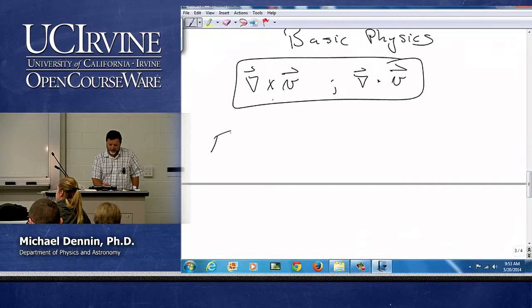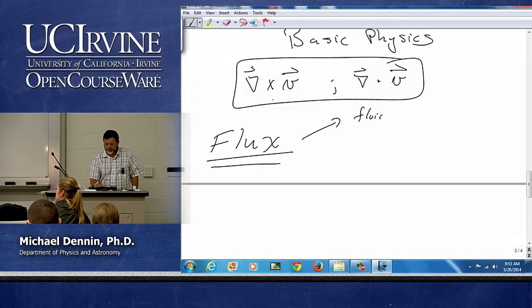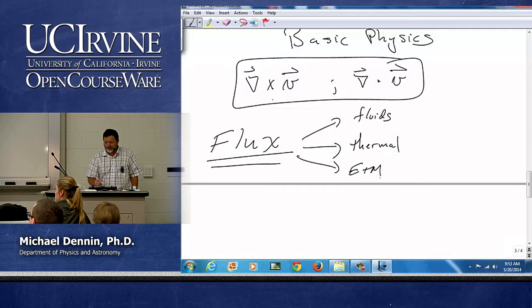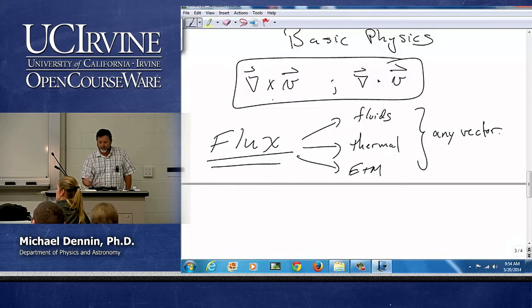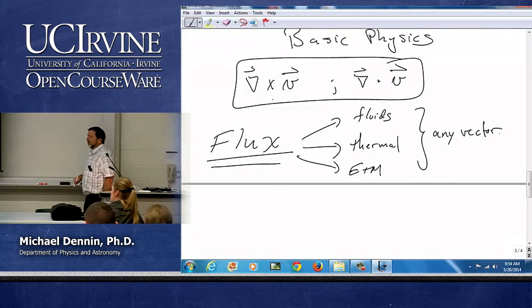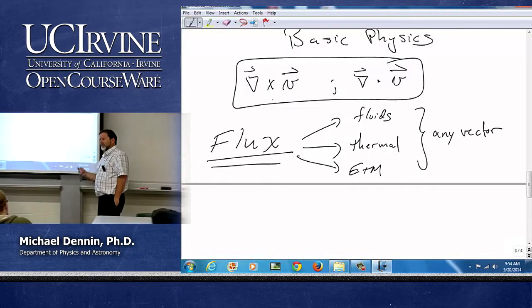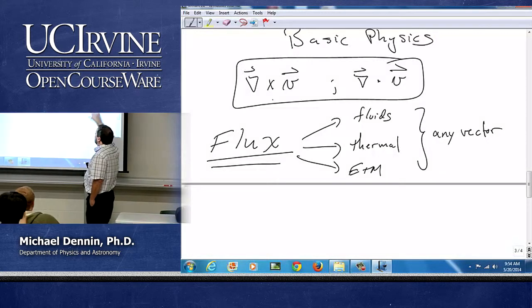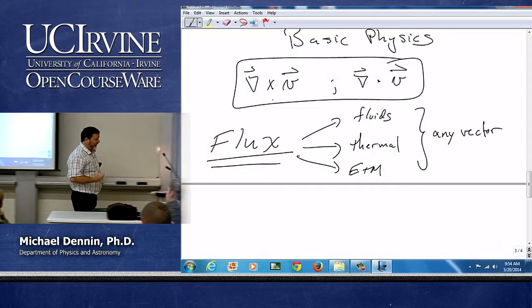And the first core physics idea is flux. This shows up in fluids, where it's kind of obvious. Fluids flow, they have a flux. It shows up in thermal situations where you have heat fluxes. It shows up in electromagnetism where you have electric and magnetic fluxes. It basically shows up anytime you have a vector. We have momentum flux, we have mass flux. So it even shows up when you have scalars. But that mass flux is when you have a velocity for the mass, so that's a vector showing up. So almost any vector, we will talk about the flux.